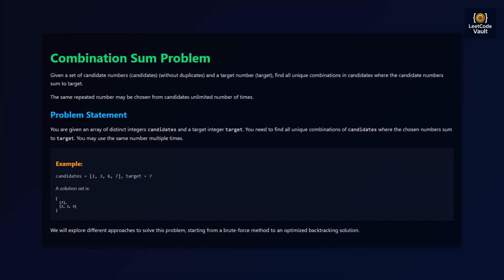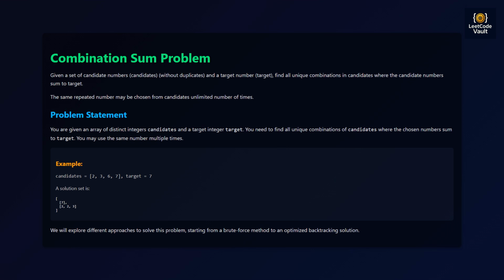Today, we're tackling LeetCode problem number 39, combination sum. This is a classic dynamic programming problem rated as medium difficulty, and it's a fantastic problem to understand how to break down complex problems into smaller, manageable pieces. The problem statement asks us to find all unique combinations in a given array of integers that sum up to a specific target. We're allowed to use each number in the input array as many times as we need.